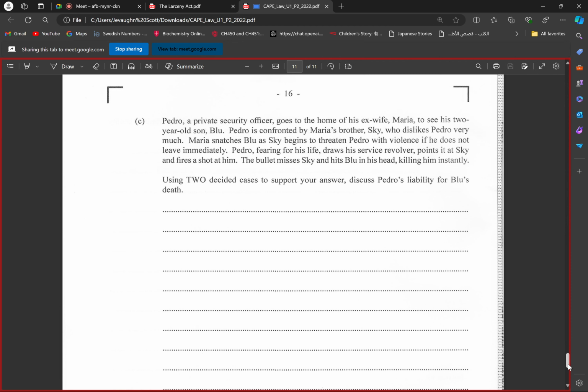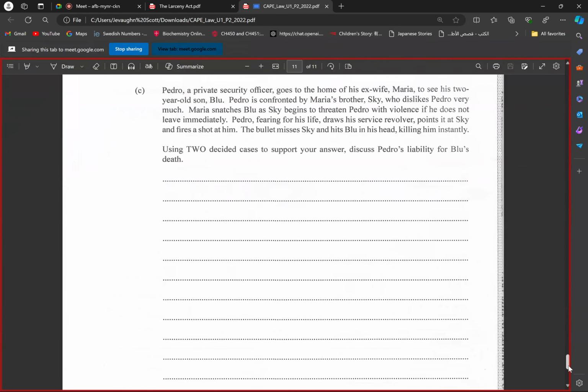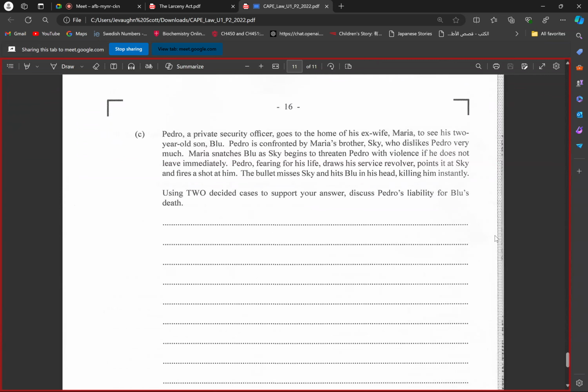So you could use a case for self-defense and a case for transferred malice. That's fine. I think a transferred malice case would be necessary. It is up to your discretion whether or not you want to use an assault case or a self-defense case. Go ahead. We could use the case that you gave us with MD and something else. I don't quite remember. Mohan? You think we could use Mohan?